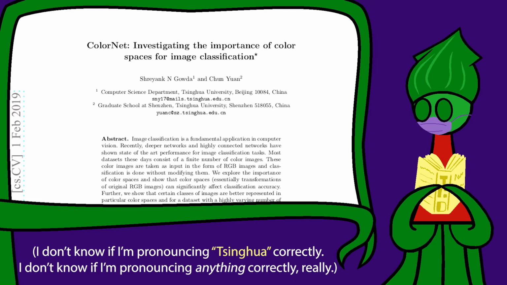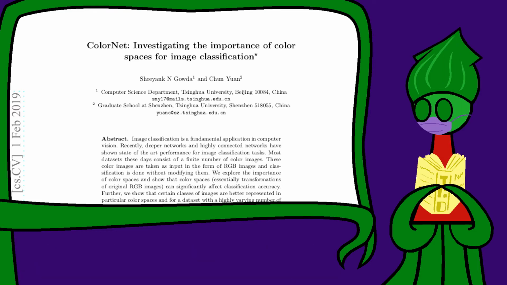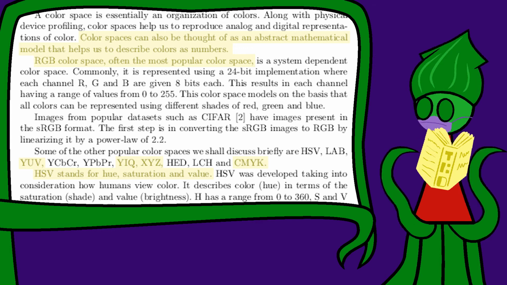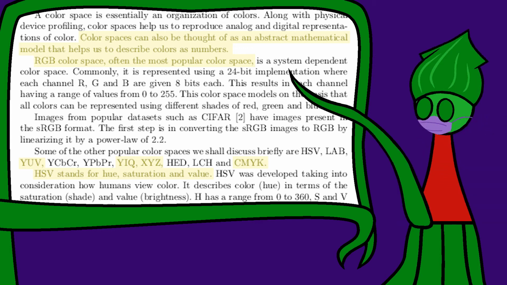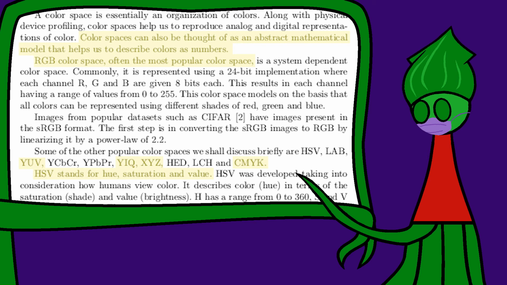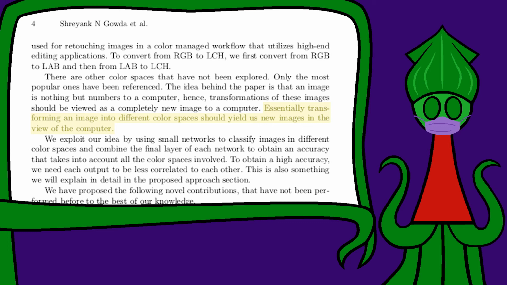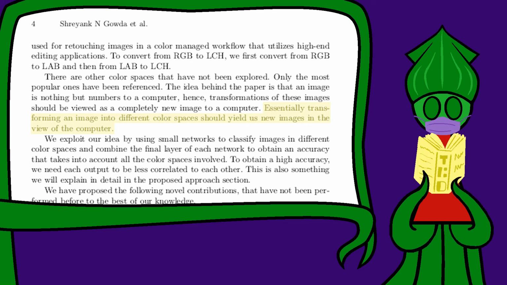This bothered me, and when I looked into it, I found a paper from Tsinghua University called ColorNet, investigating the importance of color spaces for image classification. To quote, "Color spaces can also be thought of as an abstract mathematical model which helps us to describe colors as numbers. The typical color space is red, green, blue, RGB. There are other ways to describe colors, like cyan, magenta, yellow, CMY, hue, saturation value, HSV, YUV, YIQ, and XYZ. While an image will look the same to us, no matter how it's rendered, transforming an image into different color spaces should yield new images in the view of the computer. So combining the outputs for each color space can help a model understand an image by viewing it from multiple perspectives at once, so to speak.